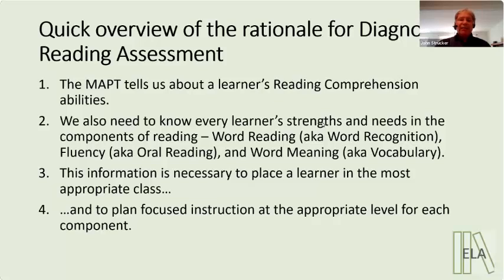If you only have a reading comprehension score, you really can't tell whether they're stronger in print skills, word recognition, and fluency, say, and weaker in vocabulary, or vice versa. So all that information is important.